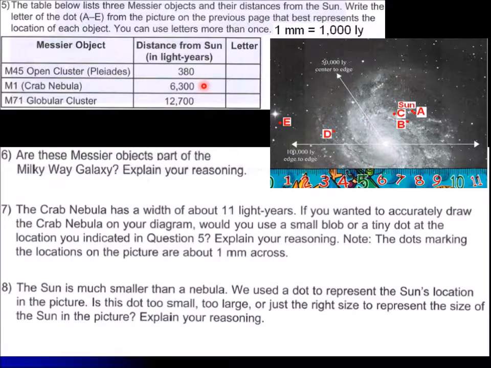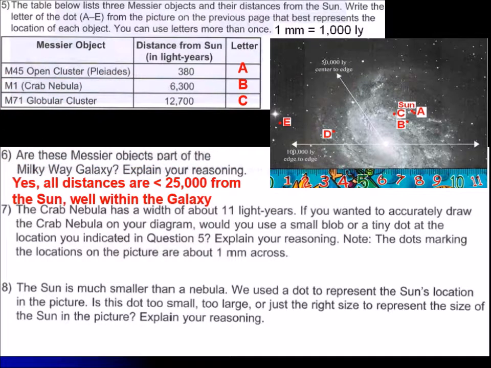How about this one? Well, this one is 6,000 light years away from us. Dividing by 1,000, we can see that it's 6 millimeters. So less than 1 centimeter. So it is very close to us. And this one is going to be 12 millimeters or 1.2 centimeters. So again, very close to us. And all three are going to be inside of the Milky Way. There's no way that being that far from us, they're going to be outside the Milky Way. So the answer is that they can be represented by A, B, and C. A, this one being less than 1 millimeter, this one being 6.3 millimeters, and this one being a little bit more than one centimeter. And yes, they are inside of the Milky Way.